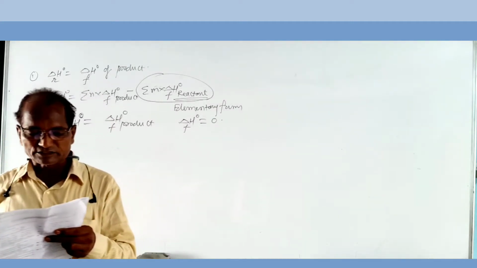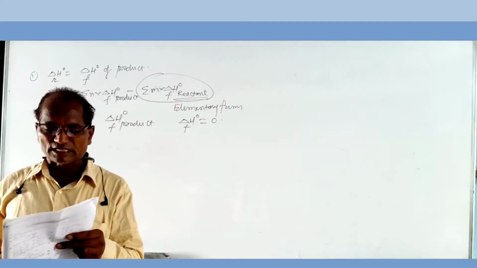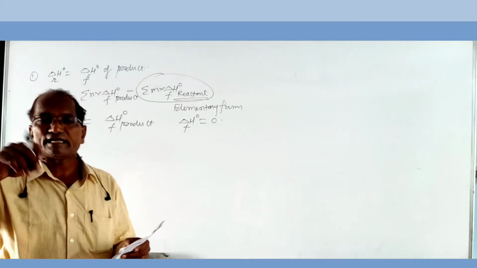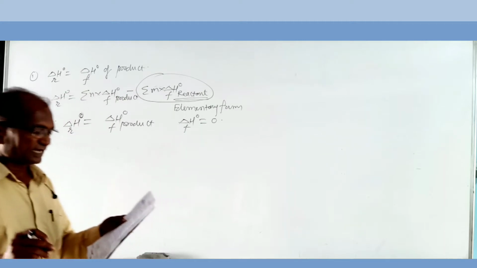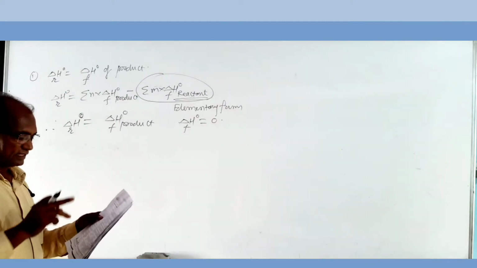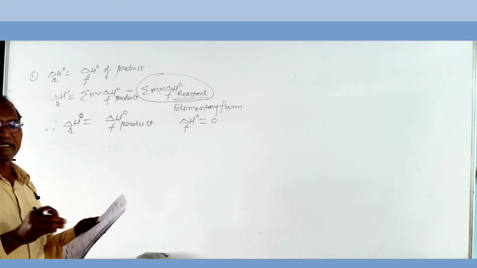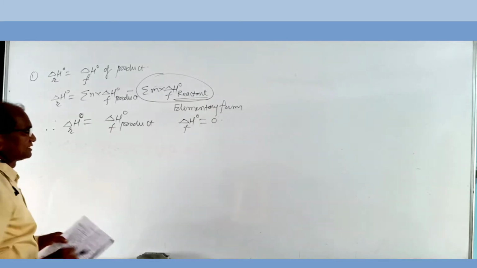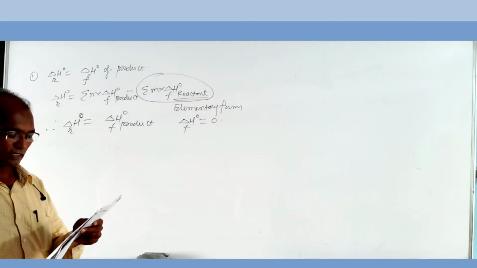Xenon gas plus twice F2 gas gives XeF4 gas. Xenon and fluorine are in elementary form, and the xenon fluoride is a compound, that is the product. Elementary form reactant, their delta HF0 is 0. Therefore, delta H0 of reaction is equal to delta HF0 of product.